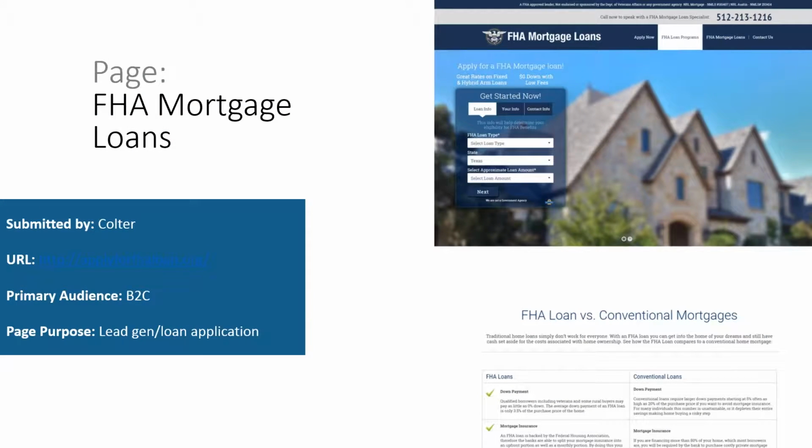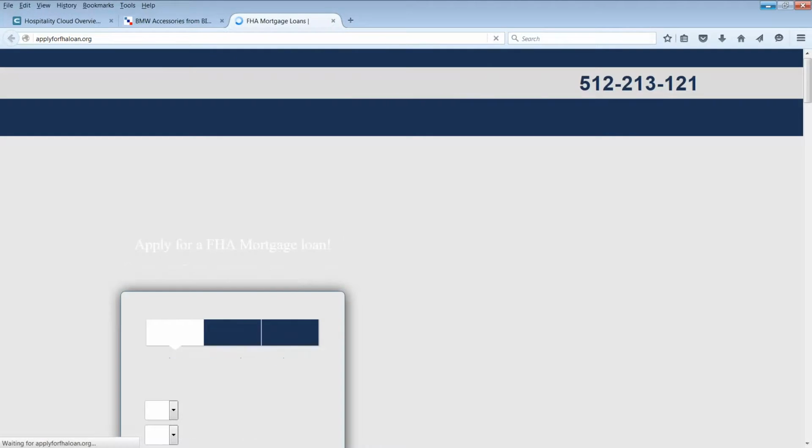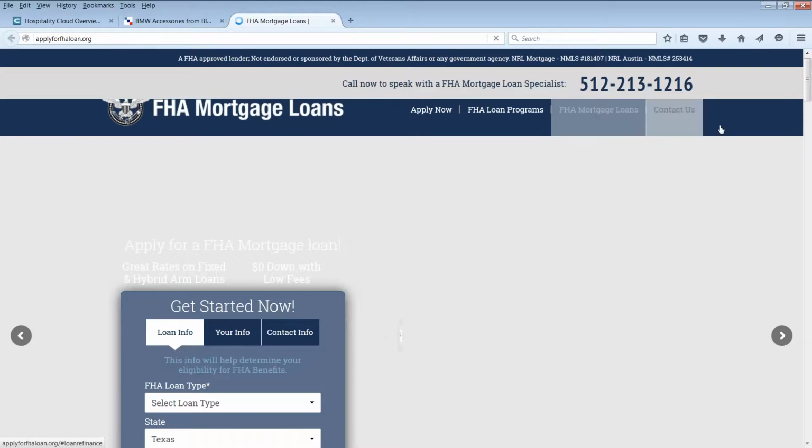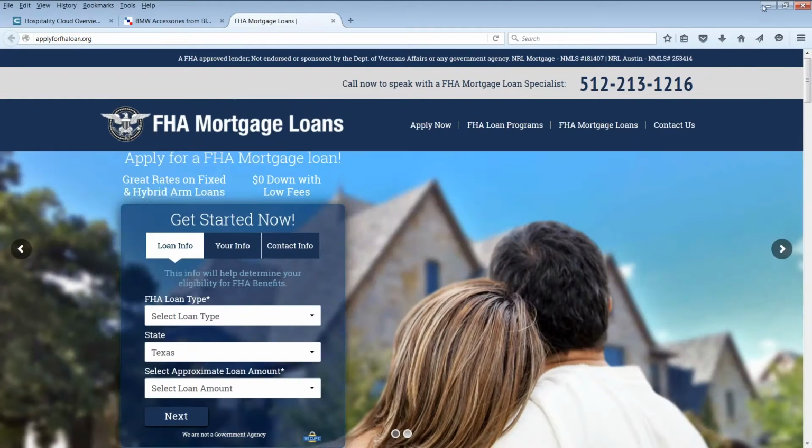Here's the next page. This is FHA Mortgage. It says apply for the loan, or FHAloan.org. It's by Coulter. Coulter, if you're on the line, let us know. But here's the page to the right. It's a B2C audience. Most are pretty clear about what they're trying to do here. And what they're trying to do is get people started into this loan process.